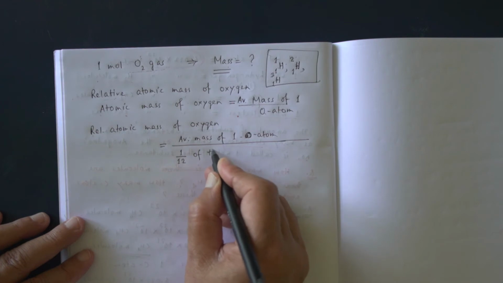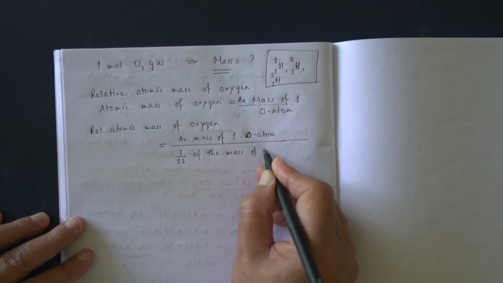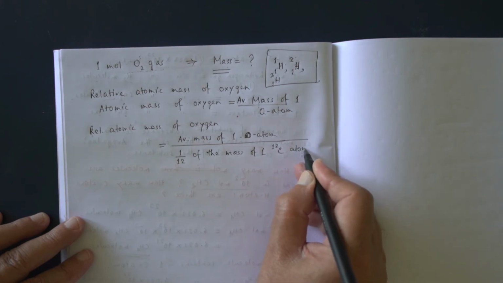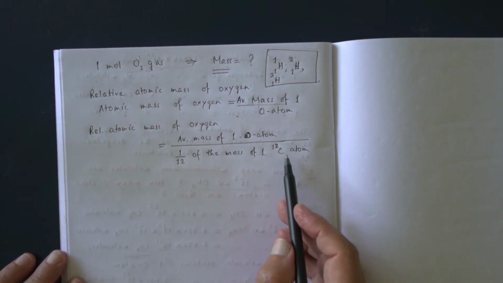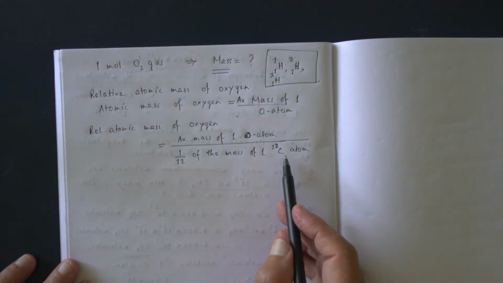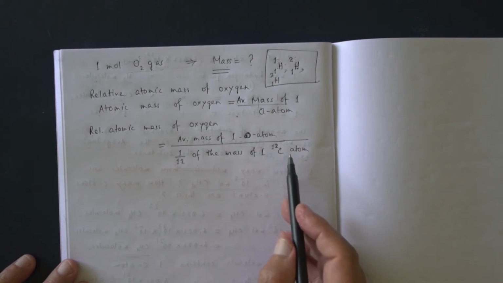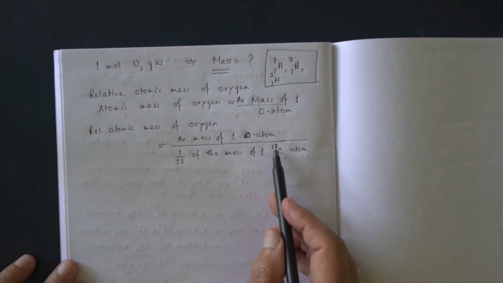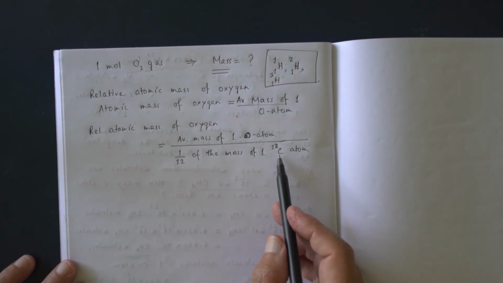1/12 of the mass of one carbon 12 atom. Now again, carbon has isotopes. One isotope is carbon 12, then we have carbon 13, carbon 14. These are the different isotopes. Carbon has isotopes: carbon 12, carbon 13, carbon 14. These are the isotopes of carbon.